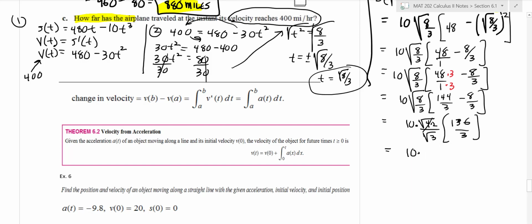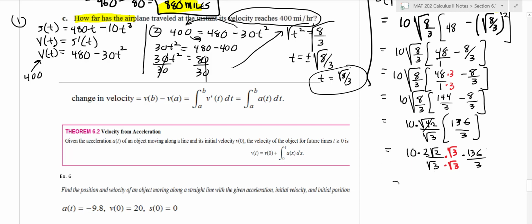This is going to be 2 root 2. You can probably do that in your head. So the square root of 8 is 2 root 2. Got square root of 3. Then I'm going to rationalize this denominator. So I'm going to multiply by 3 square root of 3 over 3. And then I'm going to multiply by the 136 over 3.